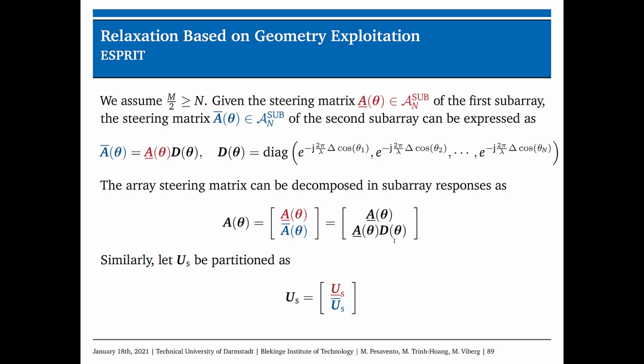Similarly, we partition the signal subspace matrix US that we obtain from the true array covariance matrix. The first m/2 rows correspond to the first subarray and form the matrix US underbar, while the latter m/2 rows correspond to the second subarray and are denoted by US overbar.